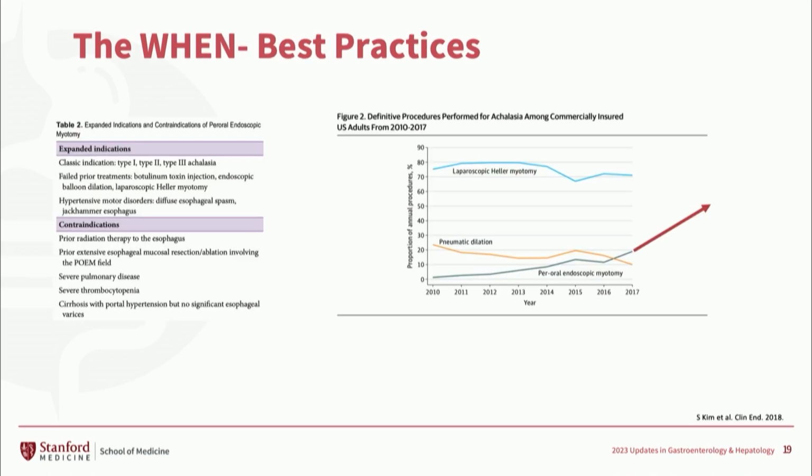And we're continuing to see expanding indications, right, for particularly POEM. The classic indication, type 1, type 2, and absolutely type 3 achalasia with that longer myotomy. But now we're seeing entering more patients for diffuse esophageal spasm, jackhammer esophagus, EGJ outflow obstruction, failure of prior modalities and re-referrals. And we continue to see this number going up in terms of broad use of endoscopic and third space endoscopy for these patients.